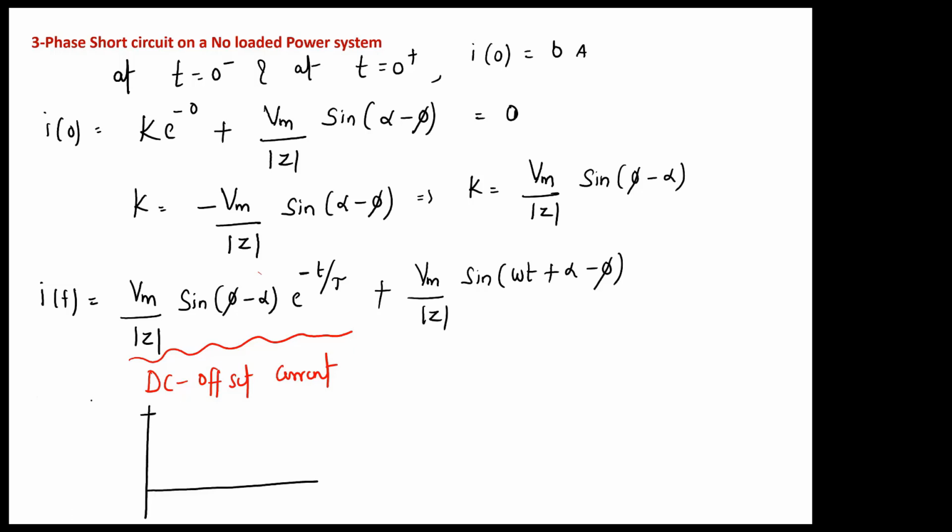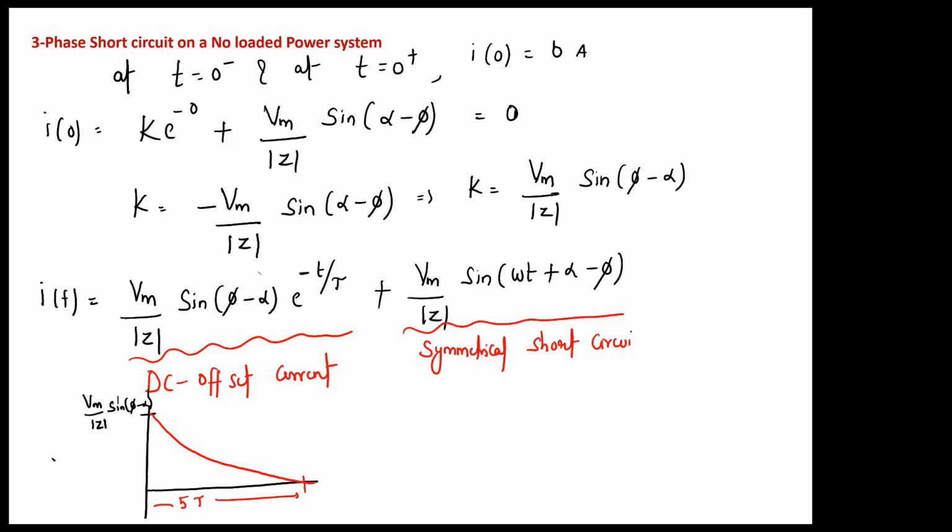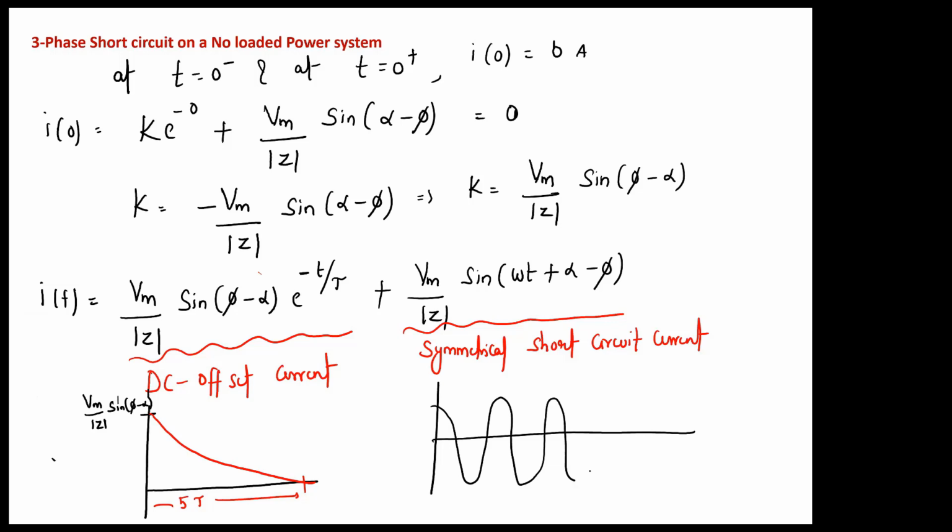So this current, Vm/|Z| · sin(φ − α), exponentially decays with time because of e^(−t/τ). Within 5 time constants, it will decay to 0. Now this is the symmetrical short circuit current, which is sinusoidal in nature. This is called symmetrical short circuit current. If you draw this one, it will be of this nature. Sinusoidal current. Understand?